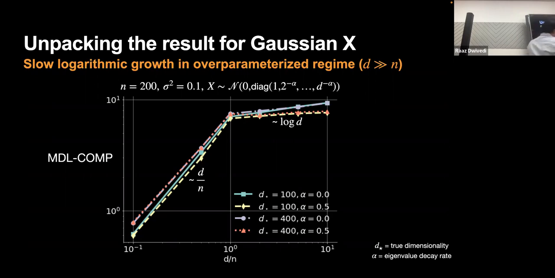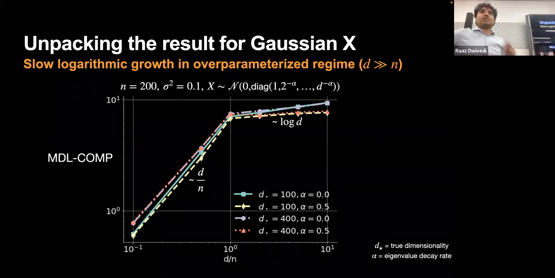What does it say? It says that the complexity we have derived scales like D over N till D by N is equal to 1. So it has the canonical parameter count kind of scaling. But beyond that, it grows slowly. It grows logarithmically in D. So in some sense, we are saying that the complexity grows linearly, and then it slows down. Your space is not growing too fast. So that was kind of surprising to us in some sense.